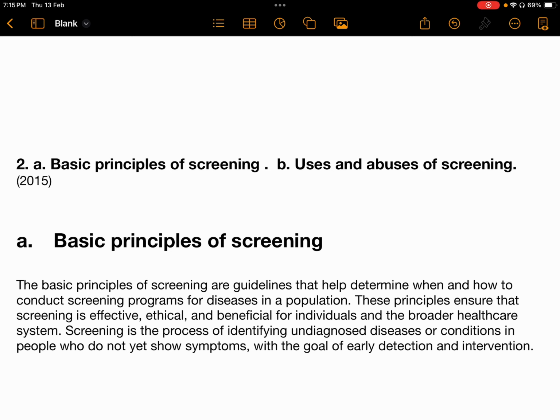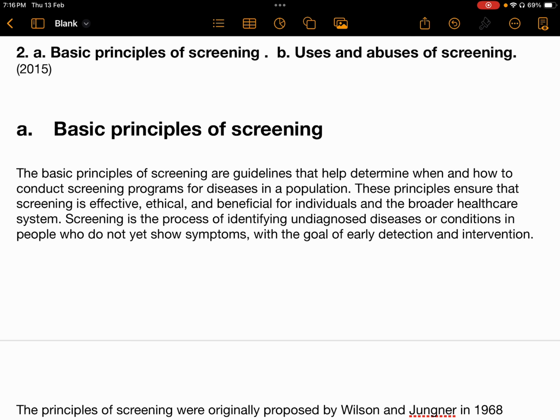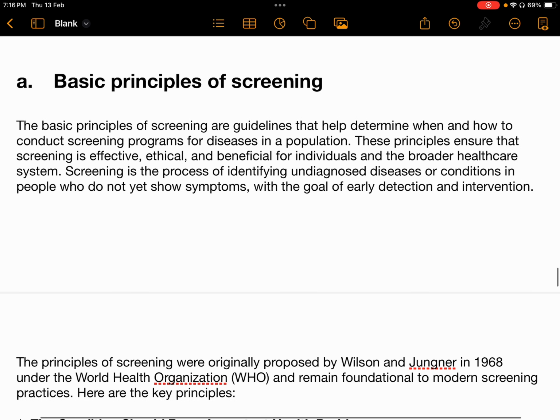In 2015, there was a question: what is the basic principle of screening and its uses and abuses? Coming to the basic principles of screening, they are guidelines that help determine when and how to conduct screening programs for diseases in a population. These principles ensure that screening is effective, ethical, and beneficial for individuals and the broader healthcare system.